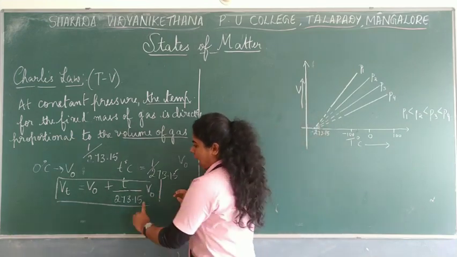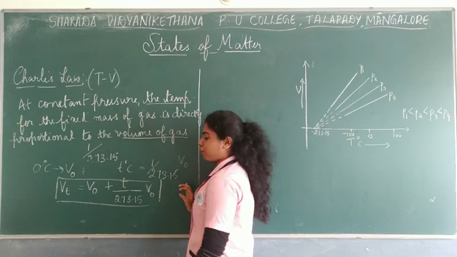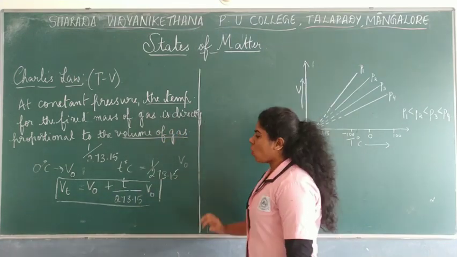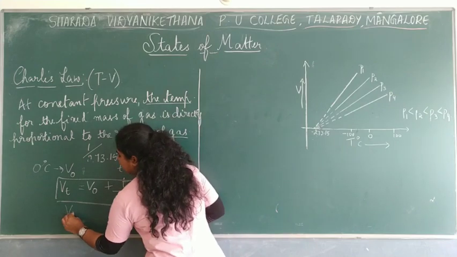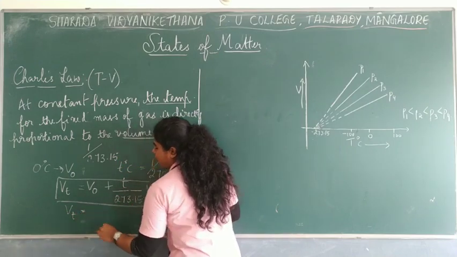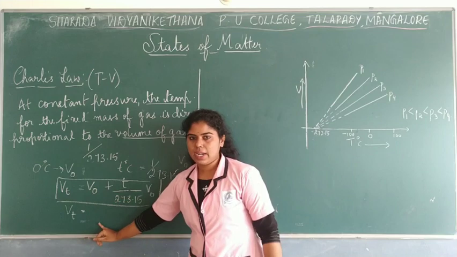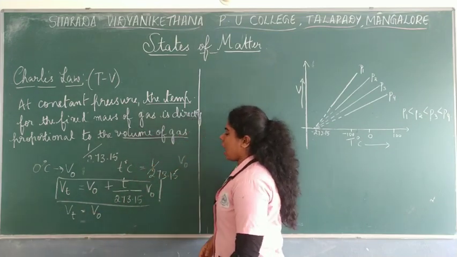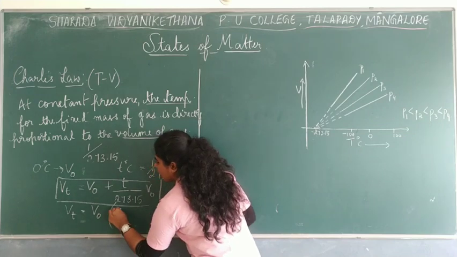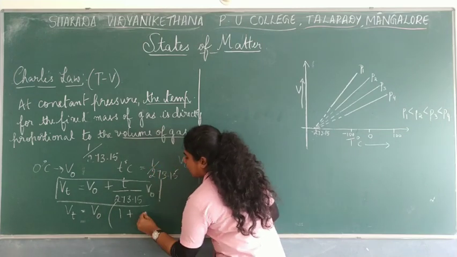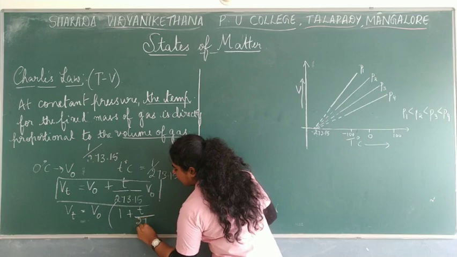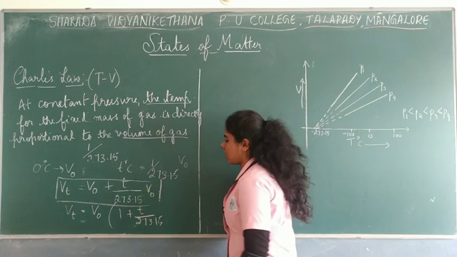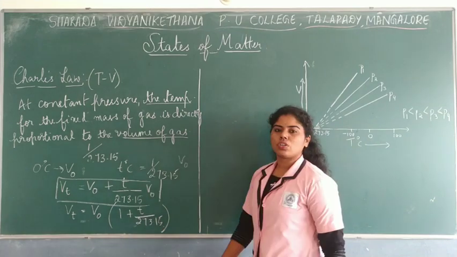Now, if you see this equation, you find that V naught is common over here. So we can also write this expression as Vt is equal to, if you take this V naught outside, that's common over here, let us take it outside, right? And what do you remain back with? You write it as 1 plus T by 273.15, right? Into V naught, that's it. So this is how you get the equation.